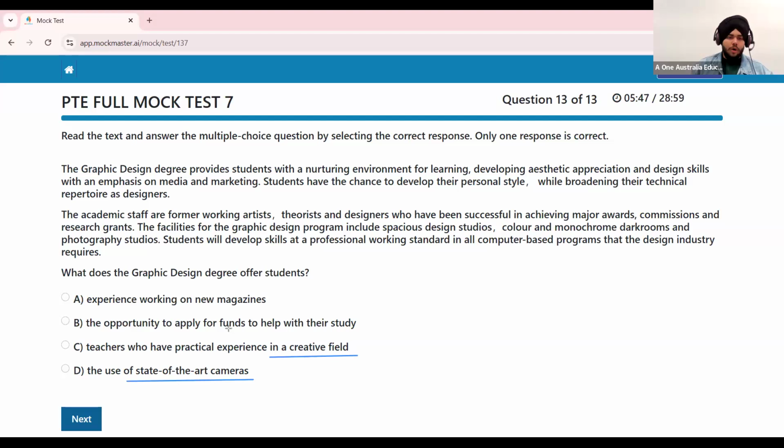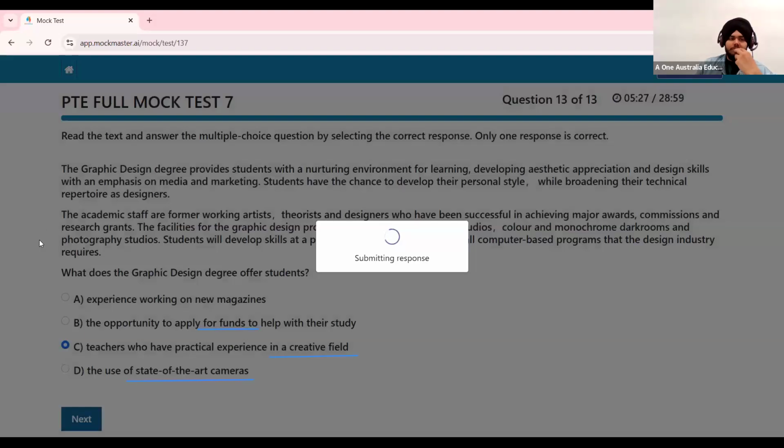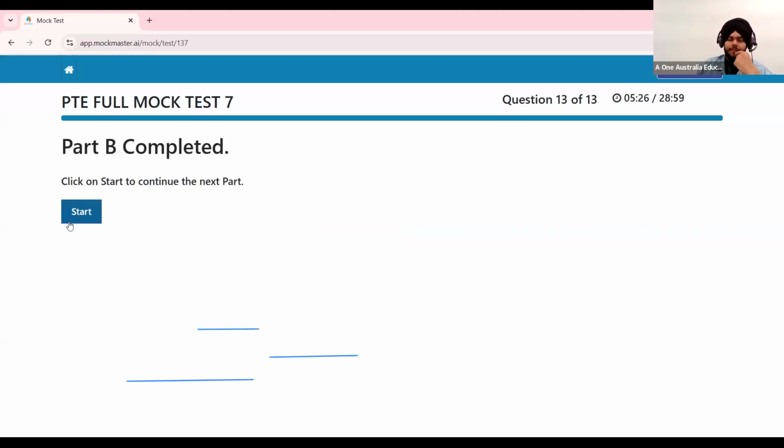Let's look for where they're talking about a creative field. Or let's talk about where they are talking about funds to help with their study. And let's talk about magazines. Where are they talking about magazines? The academic staff are former working artists. So here I can say teachers who have practical experience in a creative field. I'm done. That's it.